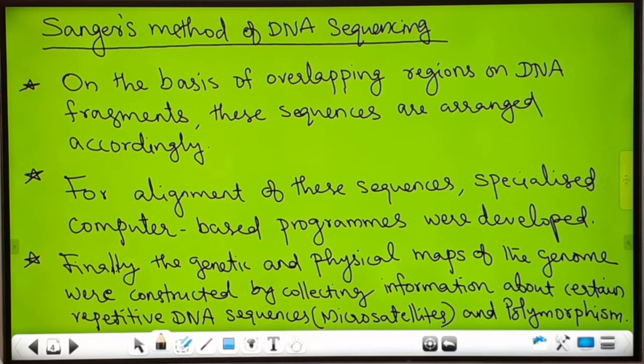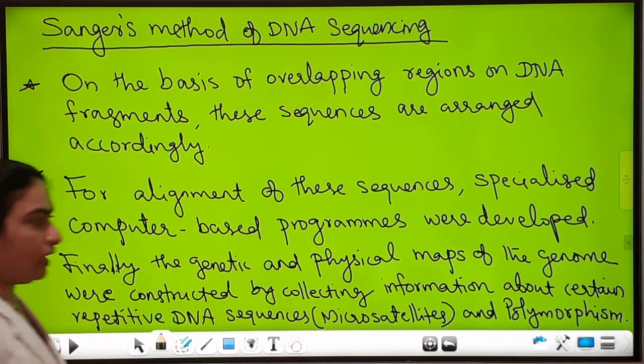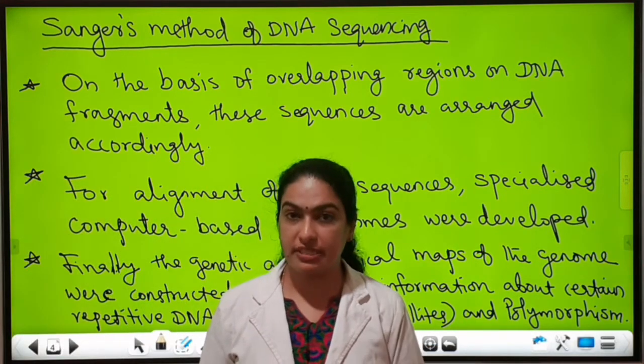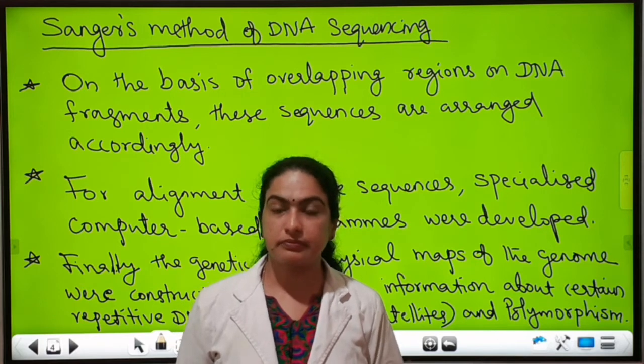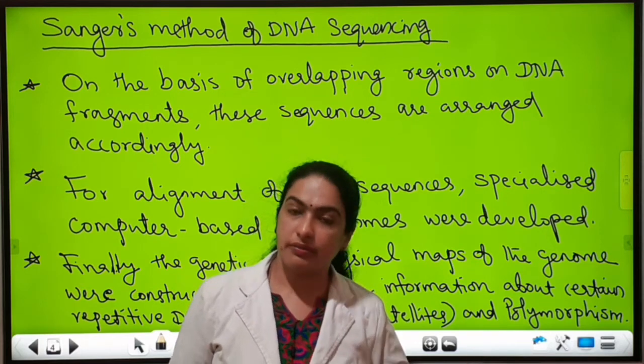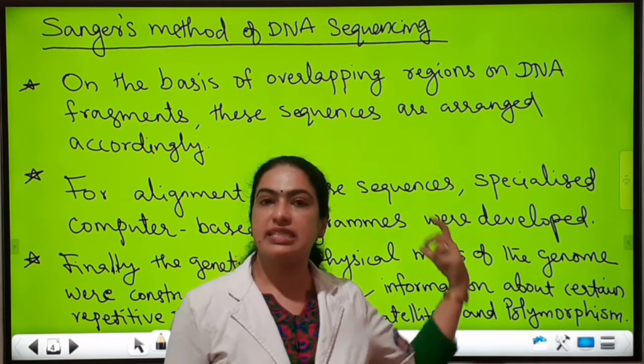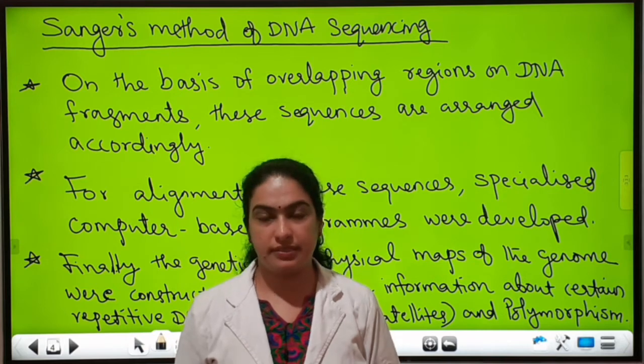On the basis of overlapping regions of DNA fragments, these sequences are arranged accordingly. For alignment of these sequences, specialized computer-based programs were developed. Finally, the genetic and physical maps of the genome were constructed by collecting information about certain repetitive DNA sequences, and they are called microsatellites and polymorphism. I will teach you about microsatellites and polymorphism. Now these are the methodologies used by Frederick Sanger, or on the basis of Sanger's method they were sequencing the base pairs. Is it clear?